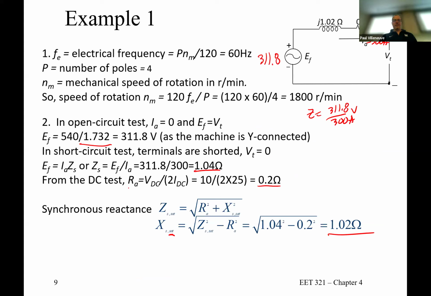Why did you do that IDC? Because RDC is VDC divided by IDC, and RA is equal to RDC divided by 2.